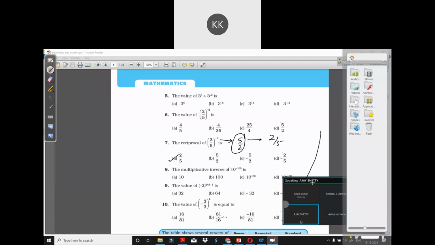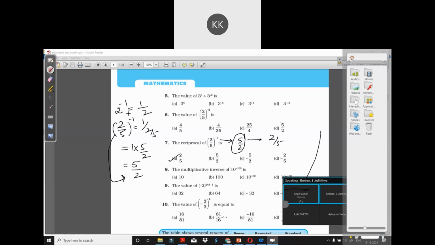Okay, sir, I don't understand this. You did not understand this. Let me tell. 2 to the power of minus 1 means 1 by 2, no? It's a tricky question, sir. 2 by 5 to the power minus 1, what does it mean? It is 1 divided by 2 by 5. This is the same as 1 into 5 by 2. So the number is 5 by 2.